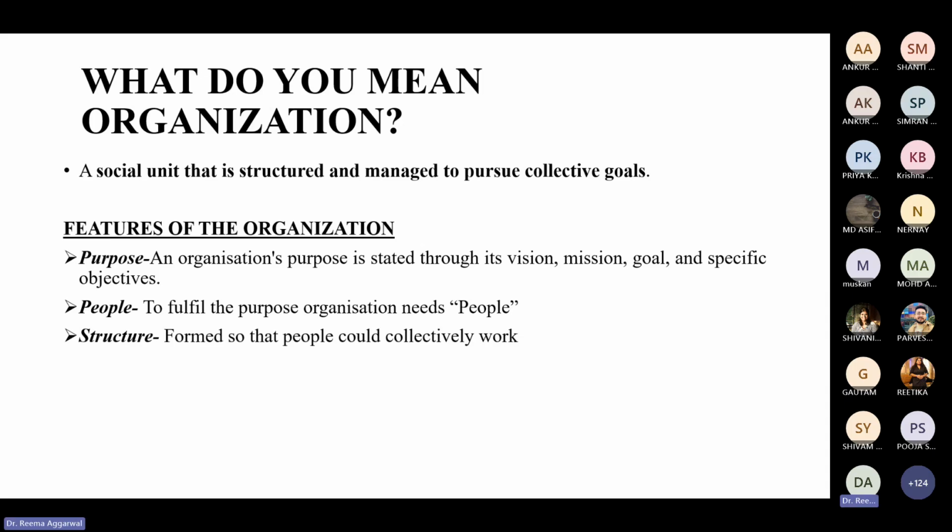If someone is providing you with pencils, pens, or stationery related material, then providing that product to society is their purpose. So every organization should have a purpose. Then it should have more than one person working in the organization. And lastly, there should be structure. That means there should be some hierarchy: who will be reporting, who is responsible, who is accountable, how things are working. That structure is important to form an organization.